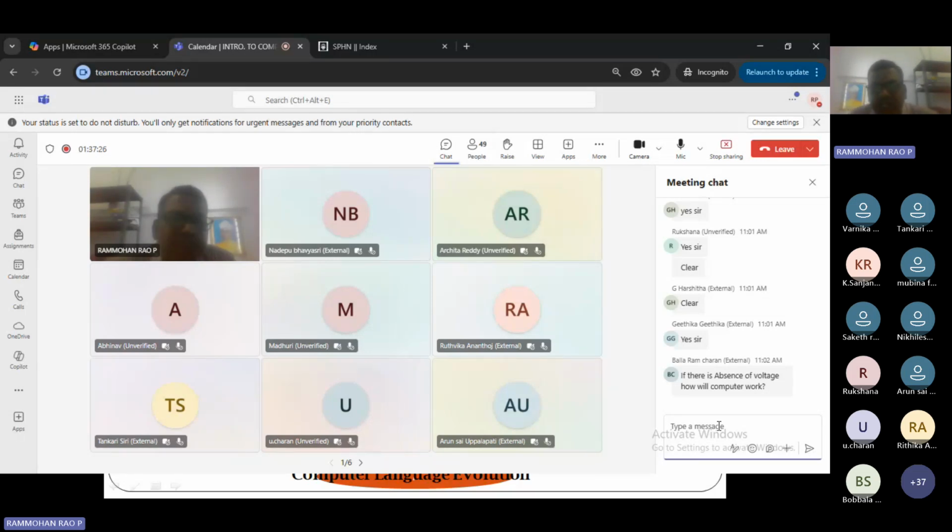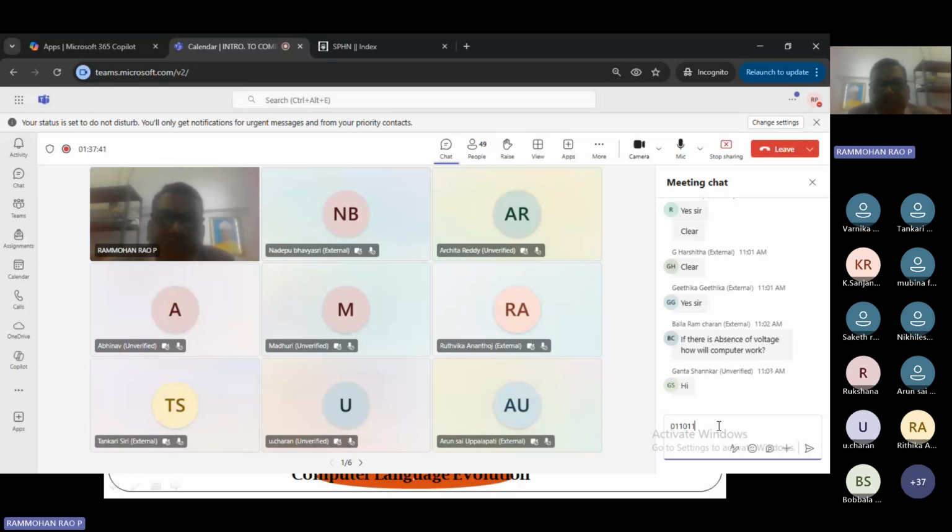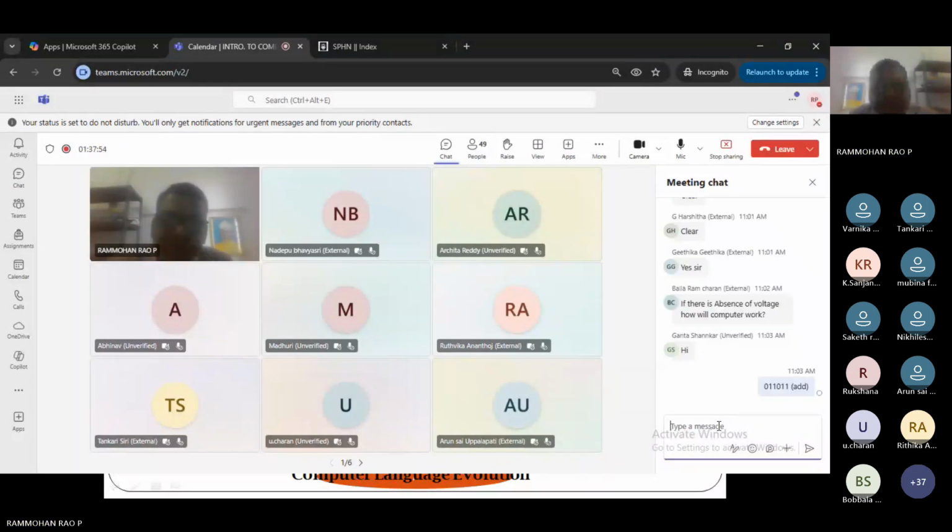and zeros. That collection of ones and zeros together becomes one instruction. For example, let us say 0, 1, 1, 0, 1, 1. Now this instruction contains 2 zeros and 4 ones. So this 0 doesn't mean the computer is turned off, right? This 0, 1, 0, 1 together becomes one instruction. Maybe let us say it represents addition, like that.